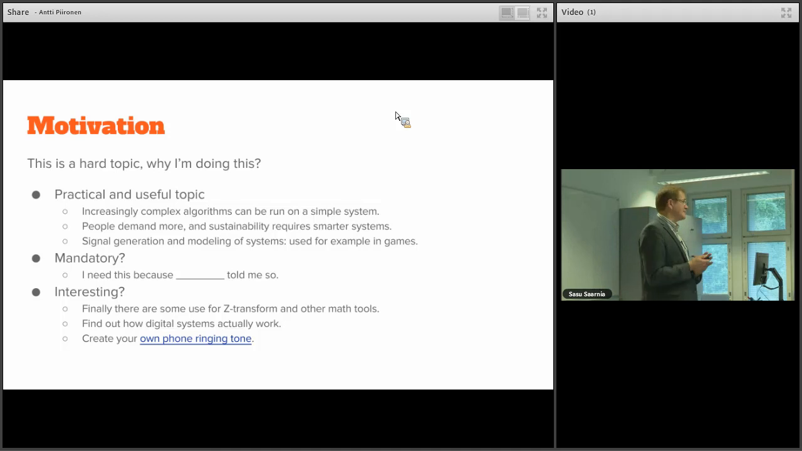This might actually be a mandatory course for you. I don't know. For smart systems engineering, I think it's marked on the syllabus, maybe. Or you need this because someone told you to come here. Interesting? Yes, definitely. This is an interesting topic.